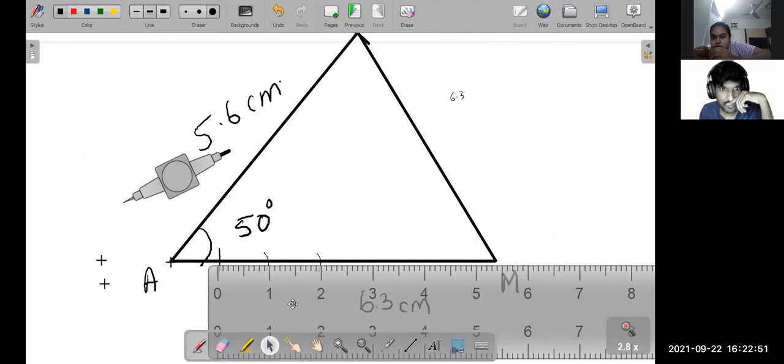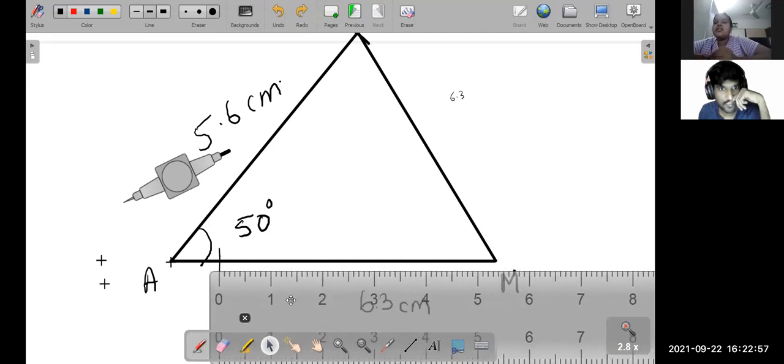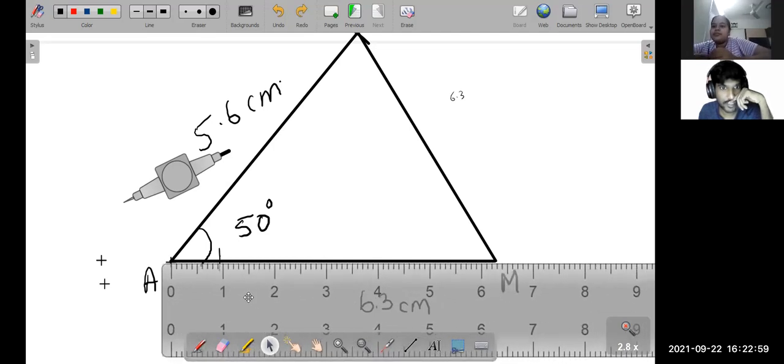Oh no, if you're doing it by scale, you should have done it properly. 0.9 centimeters, you have to take 0.9. Yeah, 0.9 it is.